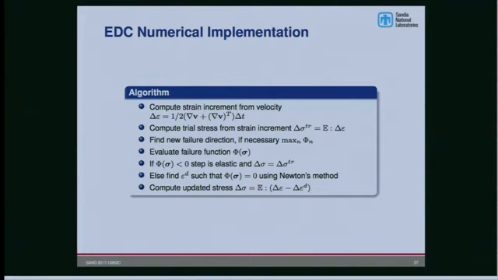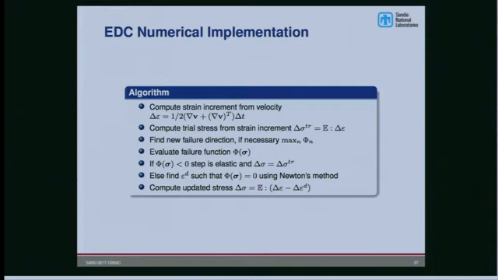In terms of how we solve this, it's a little more complicated than the viscous plastic model where you can solve directly for the stresses. But the algorithm is very much like an elastic plastic model, for those of you who are familiar. So we compute a strain increment from the velocity and then compute a trial stress from that strain increment. We take the maximum of the failure function, which will tell us what the failure direction is.